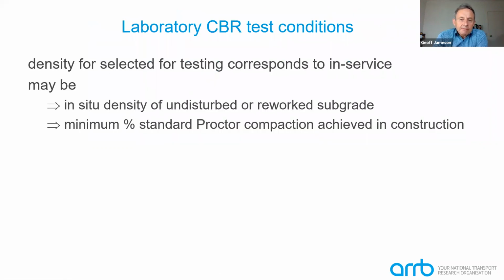So as I mentioned, density is an important factor that needs to be considered. And when we do the lab tests and interpret those CBR contours, there needs to be a selection of what density to assess the CBR at. And that could be an in situ density that you measure, but more commonly, it's related to the minimum value that you might specify for construction. And that's commonly in terms of the percentage standard Proctor maximum dry density. That would be a common way, say 100% of standard Proctor maximum dry density.